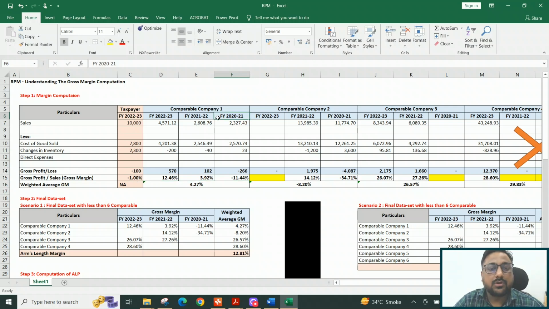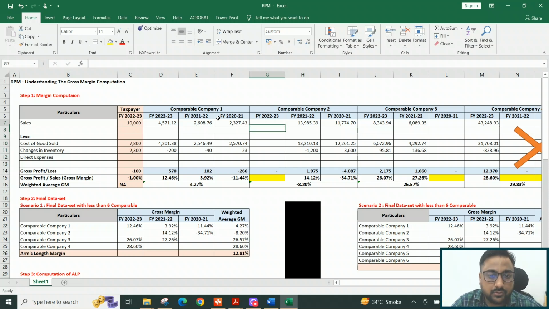Now we go to comparable company 2. Under comparable company 2, right now the company has not filed. So presuming that I am right now in the month of August or September, comparable company 2 has not filed the financials, or the financials are not available in the public domain, right?